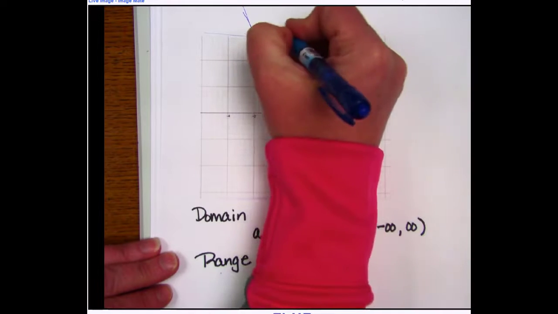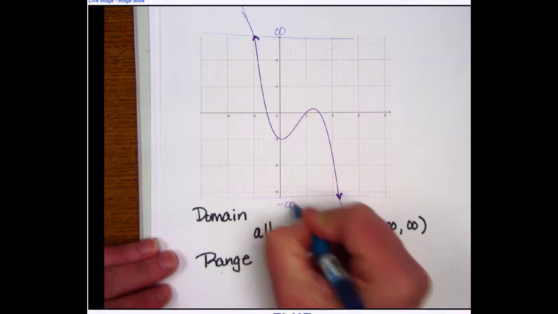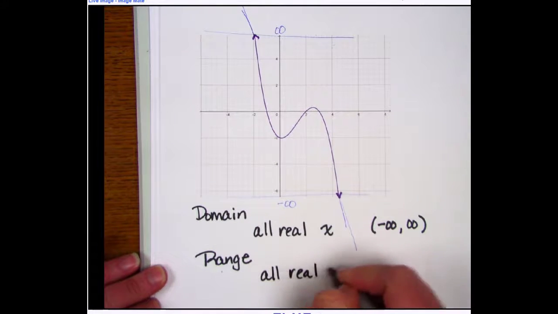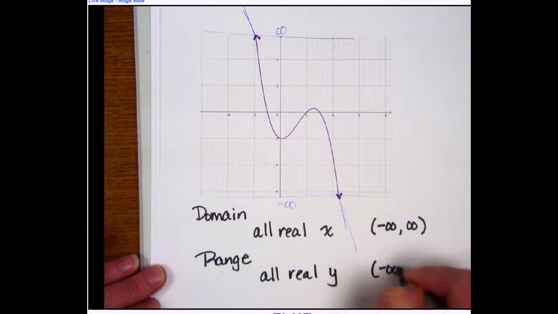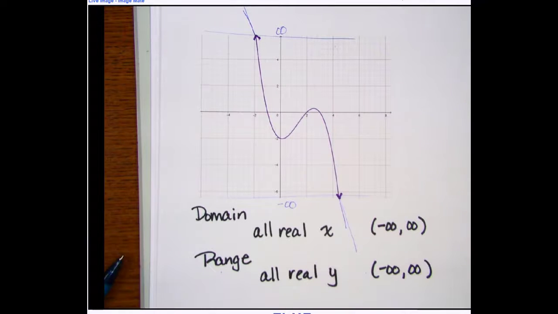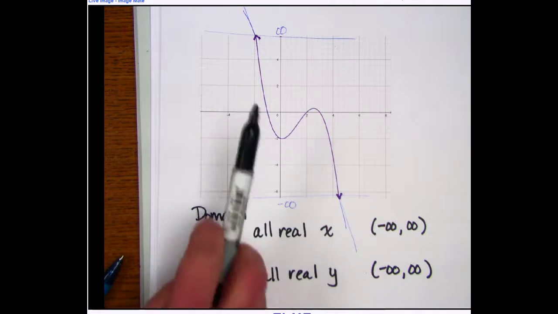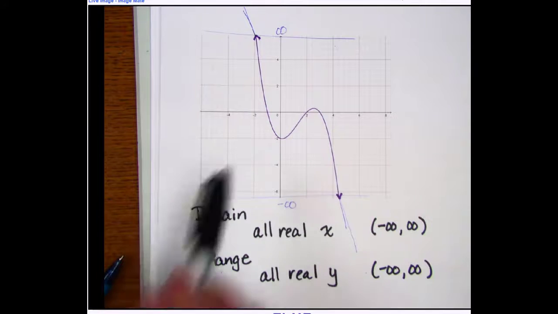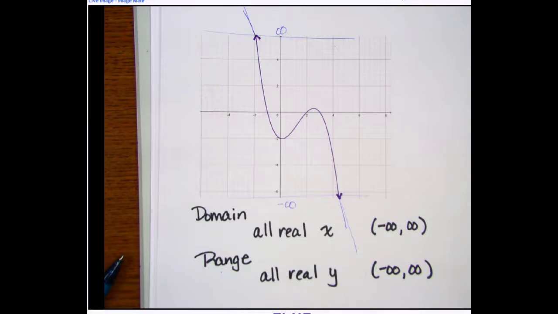So you see that in this example, the range also is going to be negative infinity to positive infinity. Okay, so every value is defined on this graph. So that's an example of how all real numbers would be.